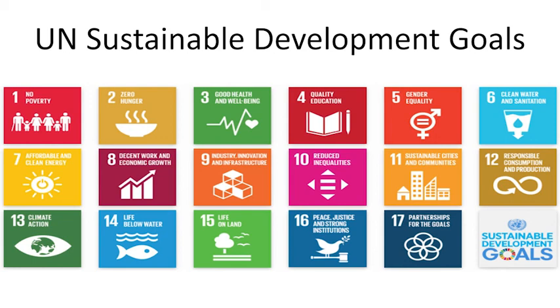These 17 goals include no poverty, zero hunger, good health and well-being, quality education, gender equality, clean water and sanitation, affordable and clean energy, decent work and economic growth, industry, innovation and infrastructure, reduced inequalities, sustainable cities and communities, responsible consumption and production, climate action, life below water, life on land, peace, justice, and strong institutions, and partnership for the goals.